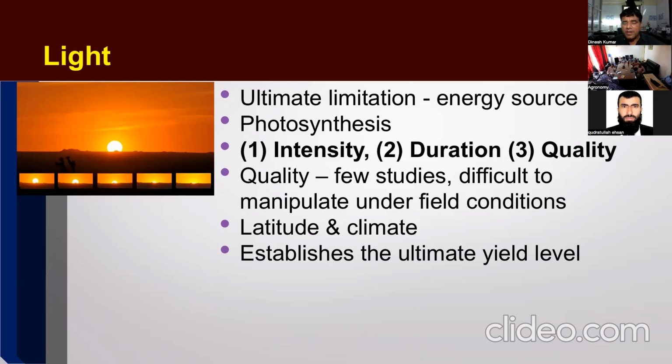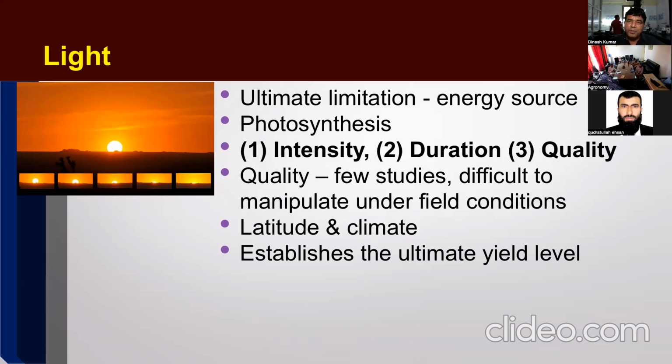And light is affected by latitude and climate. You know about latitude and longitude on the earth. So the position of the sun on the earth affects the quantity of light and the distribution of light, and it establishes the ultimate heat level. So light is very, very important.